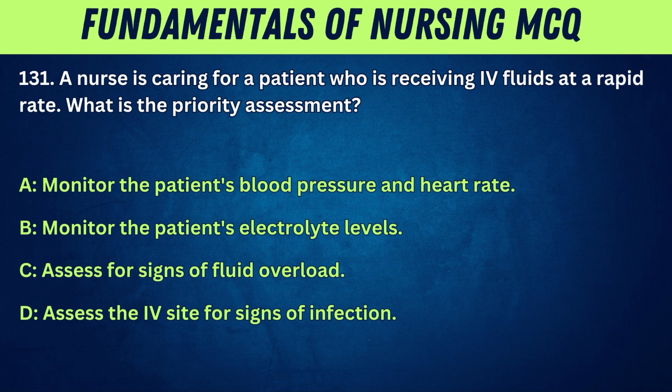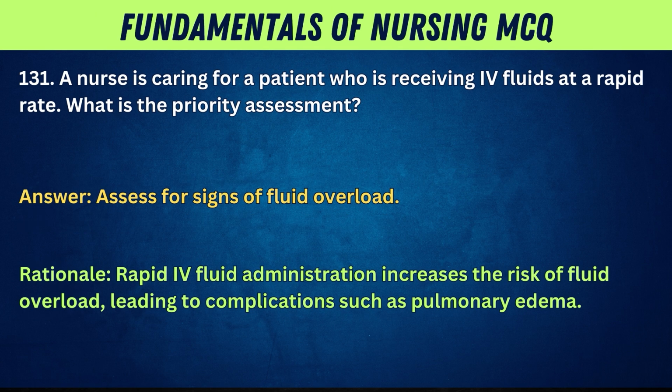Assess the forearm for signs of infection. Answer: Assess for signs of fluid overload. Rationale: Rapid IV fluid administration increases the risk of fluid overload, leading to complications such as pulmonary edema.